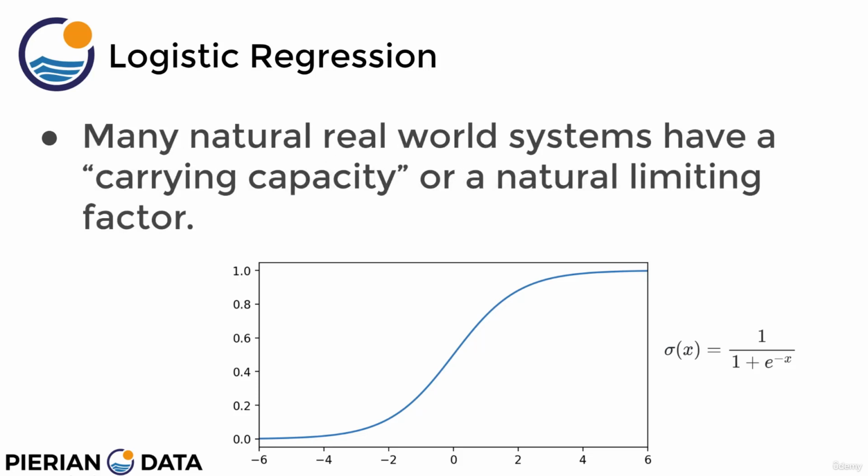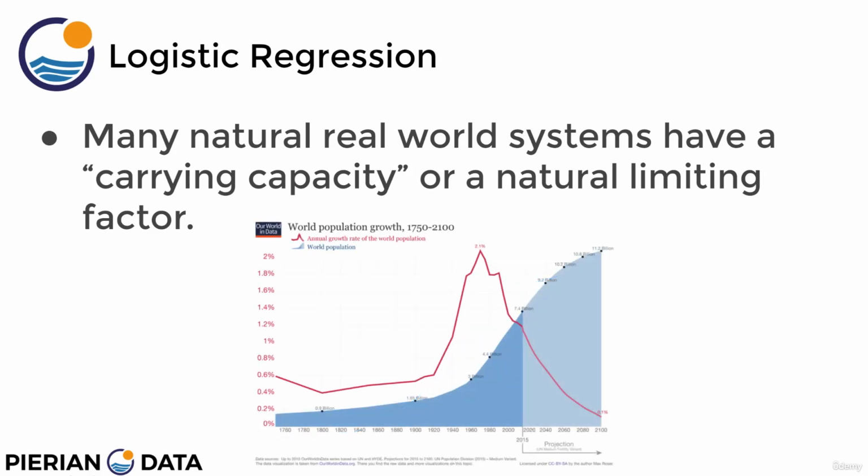And the important thing to realize here is that many natural real-world systems have what is known as a carrying capacity, or some sort of natural limiting factor. And this could be everything from world population growth, where if you look up projected world populations, it seems to follow this trend of a logistic function, where there is some sort of exponential curve that's growing, but eventually you get this leveling off as the growth rate declines because of limiting factors such as carrying capacity.